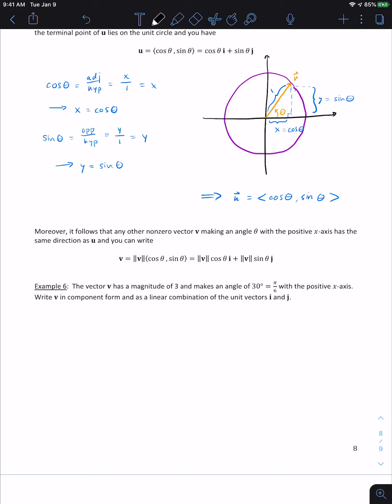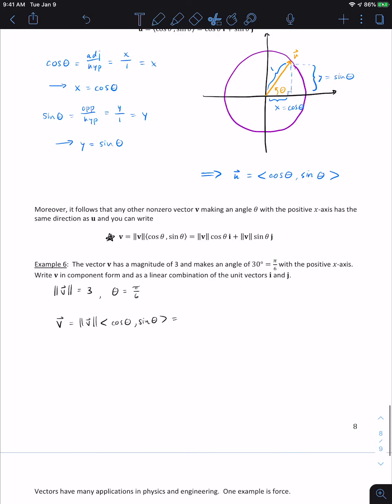Right. So I'm able to look at this formula right here and rewrite v in component form, right? But I need to know the magnitude. So I know the magnitude of v, and that is 3, and I know theta is pi over 6. So using that formula, I know v is equal to the magnitude of v times <cosine of theta, sine of theta>. And now let's fill in all those pieces.